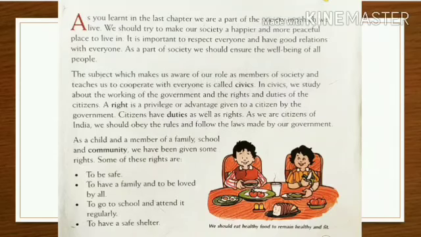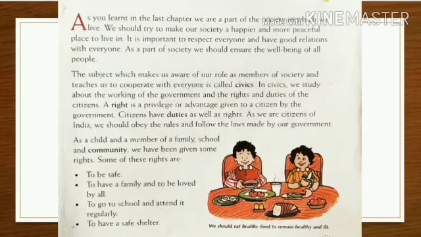Okay, children, you all tell me, what is the name of our country? India, right? That means we are a member of which country? India. So we are called Indian citizens. So as a member of a country or as a citizen of India, government has given us some privileges, some advantages or facilities that we can enjoy. And at the same time, the government has given us some duties to perform.